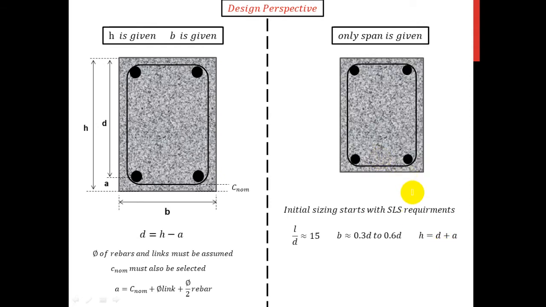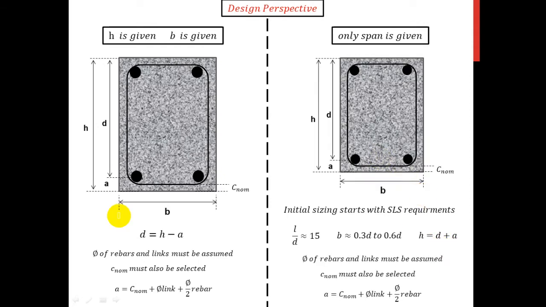For the cases where only the span is given, the initial sizing starts with the SLS requirements. Usually for simply supported beams, L over d is more or less 15. b is a third to a sixth of d. h is just the addition of d plus a. And again, the same procedure is followed. You see, the nominal cover along with the axis distance are in fact elemental components of the cross section.